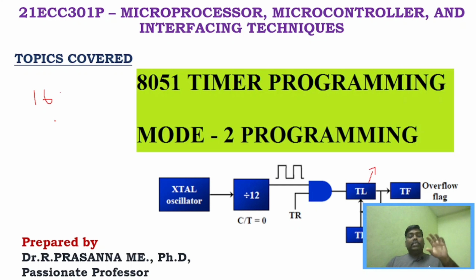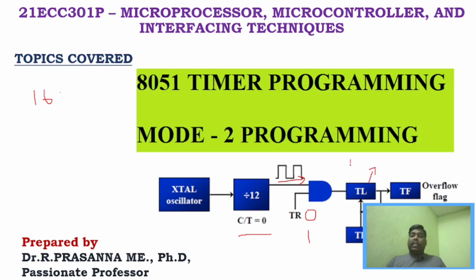Right, so now we'll see what mode 2 operation does. In mode 2 it will act as a timer, and we'll use the internal oscillator, and we know that the C/T value will be 0. We'll use the TR bit, either TR0 or TR1. You know when we use TR0 and when we use TR1: if timer 0 is used, it will be TR0, and if it is timer 1, it will be TR1. Now for every clock pulse, the TL value will increase.